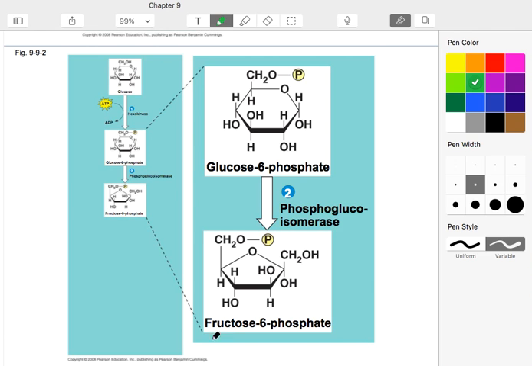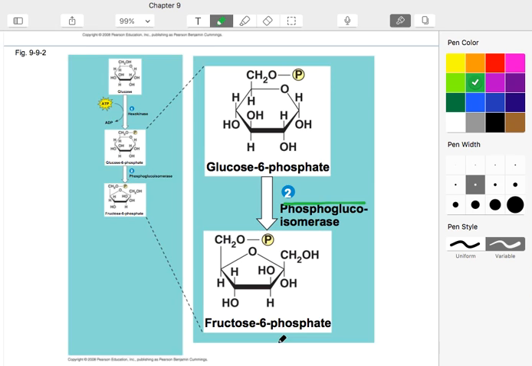Okay, in the presence of another enzyme called phosphoglucoisomerase, I told you enzymes play a very important role here. Phosphoglucoisomerase is going to convert glucose 6 phosphate to fructose 6 phosphate. So from glucose we got glucose 6 phosphate, and from glucose 6 phosphate, we got fructose 6 phosphate in our second step.